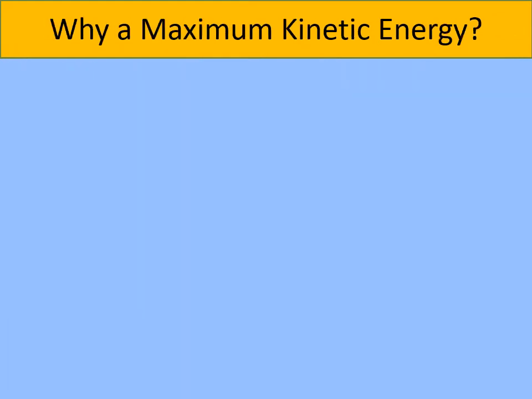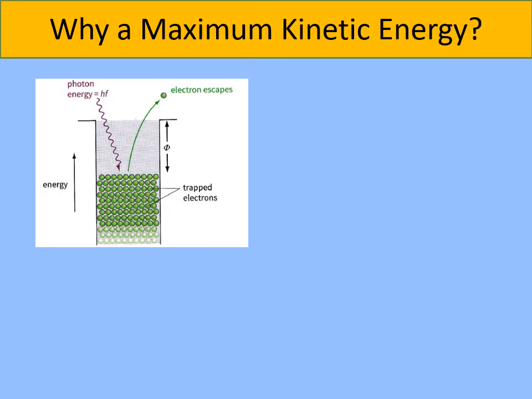So why maximum kinetic energy? Let's take a look at our potential well diagram again. We start with a photon of energy E is equal to hf. This is represented by the ultraviolet radiation coming in. It is absorbed by the single electron. Some of the energy is used in escaping from the metal, and that is what we call the work function. The rest remains as kinetic energy of the electron.